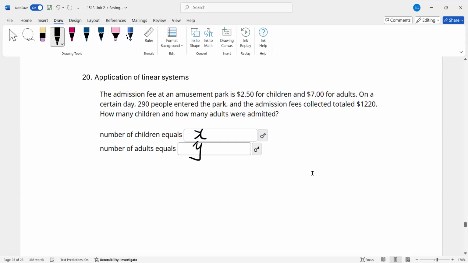Firstly, this information, 290 people, okay? 290 people entered the park. People, either adults or children, right? Assume we don't consider babies, or babies belong to children. So 290 people in total entered the park. And what does that mean? Does this information give us the first equation, x plus y equals 290?